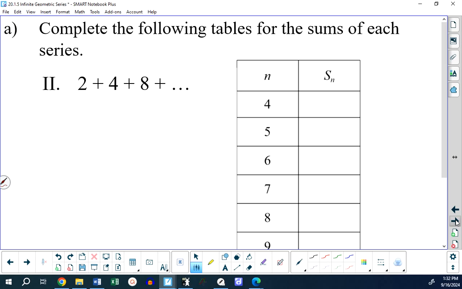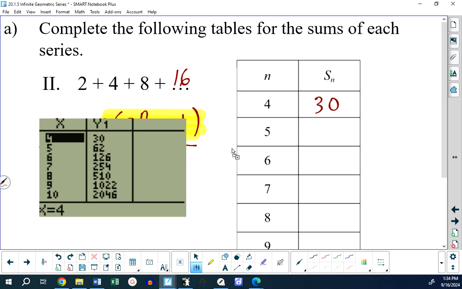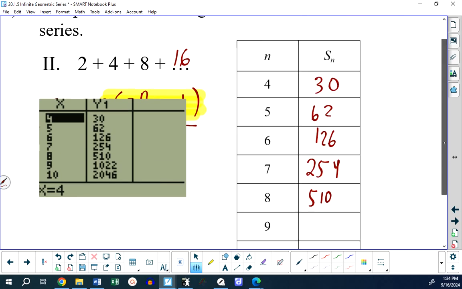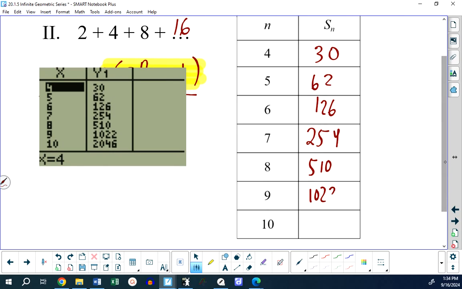So this number would be 16. And we could write S4 by adding 2 plus 4 plus 8 plus 16 and getting, and then 62 and 126 and 254 and 510, 1022, 2046.